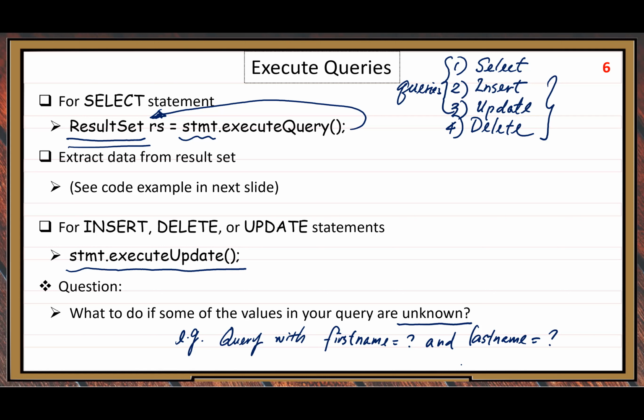Next, let me show you a code example. Basically, my code example wants to show you how to process the result set object. After you learn that part, pretty much you can do JDBC programs. You have everything you need for JDBC programming. All right, so let's look at our last slide.